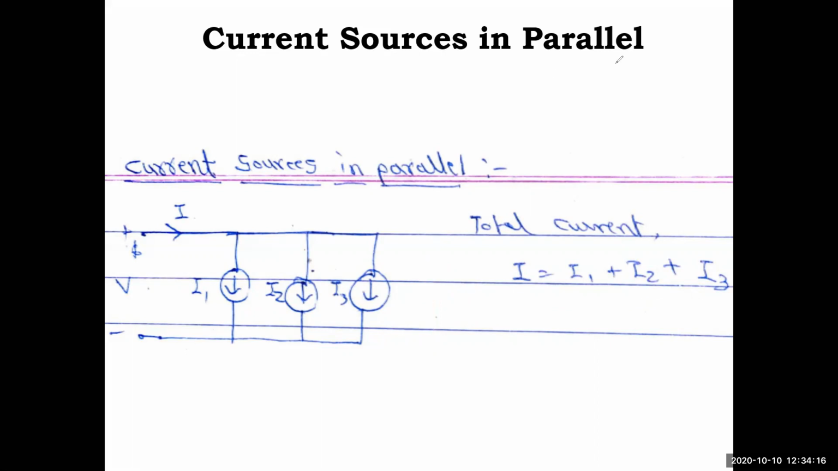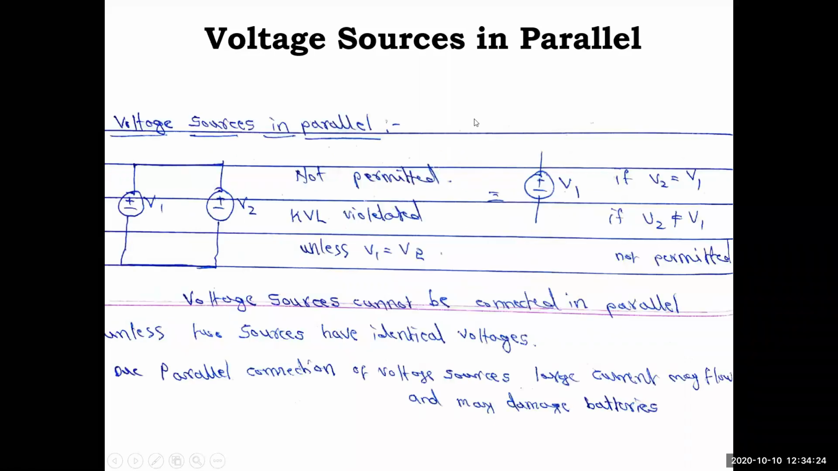The next one, voltage sources in parallel. As we have seen in series connection, current sources are not permitted. In the same way, voltage sources in parallel are not permitted. Remember this. Why? Because it is violating Kirchhoff's voltage law. Kirchhoff's voltage law says that the summation of voltages should be equal to 0, right? Here v1 is there, v2 is there, so some different value is coming, right? So it is not permitted, KVL is violated, unless v1 is equal to v2.